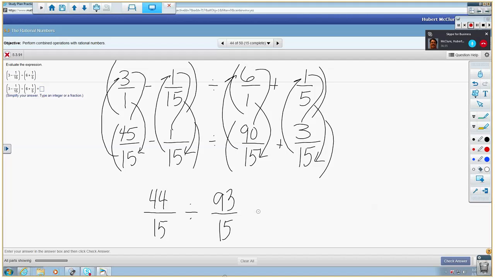So I'm going to rewrite this. 44 over 15. Look at that. The 15s are going what? Why do they cancel out? Because you made one common denominator of 15. That's why. It's a little trick I learned in the war. Over 93. Now you take your handy dandy red virtual marker and you cancel those what? And you get 44 over 93.